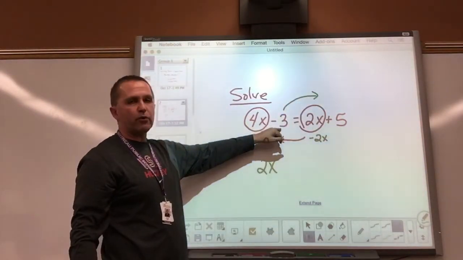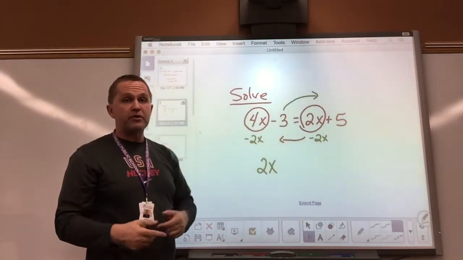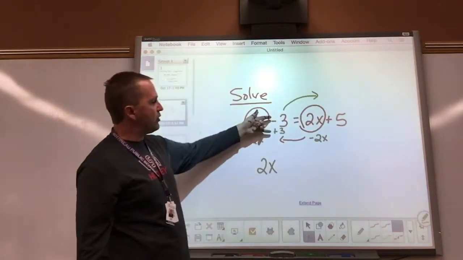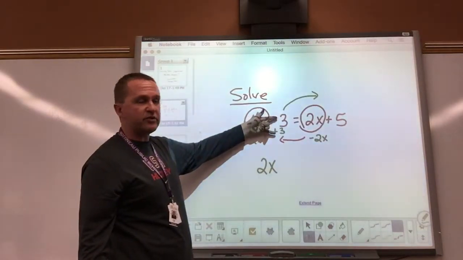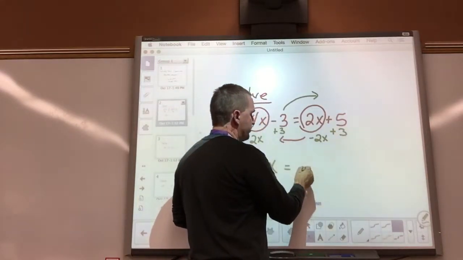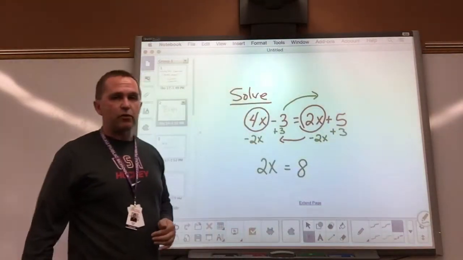The question is, how do I get rid of a subtract 3? Remember, it's about opposite operations. So I'm going to then add 3. I'm going to eliminate the 3's here. The minus 3 and the plus 3 will drop out. I will also add 3 to this side, which gives me 2x equals 8.